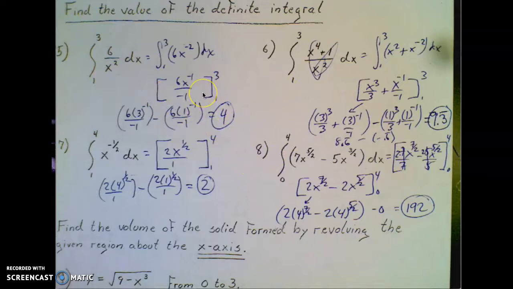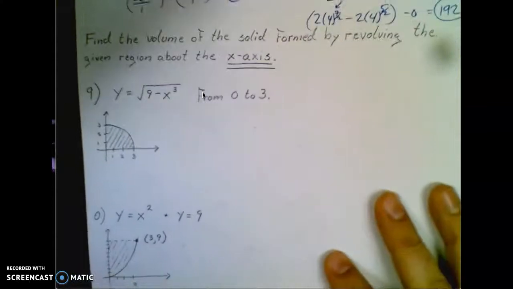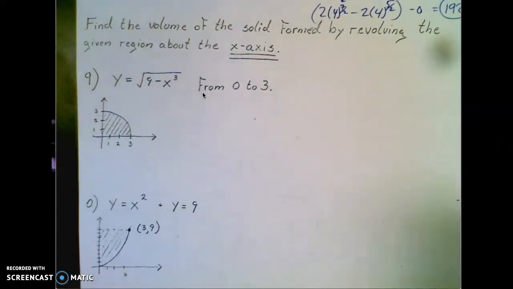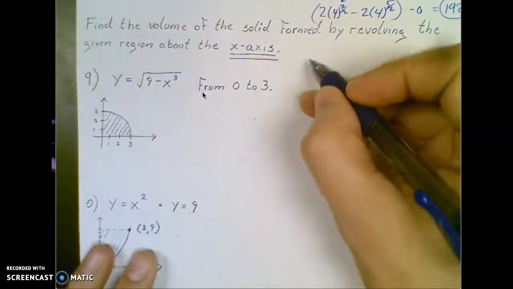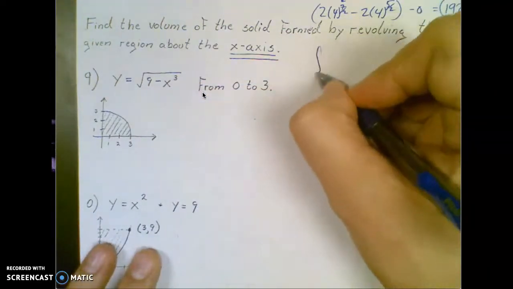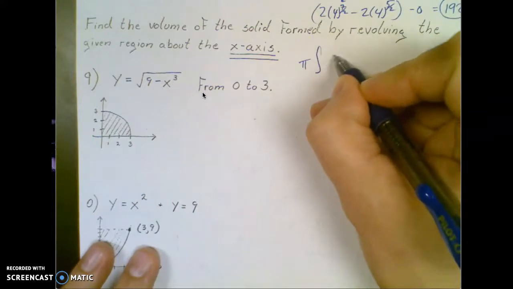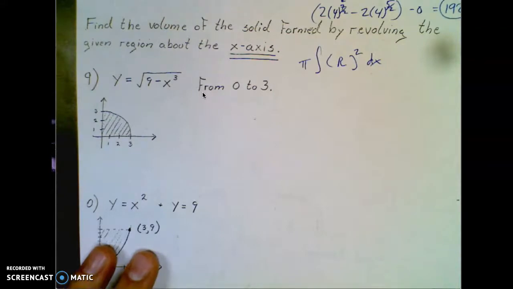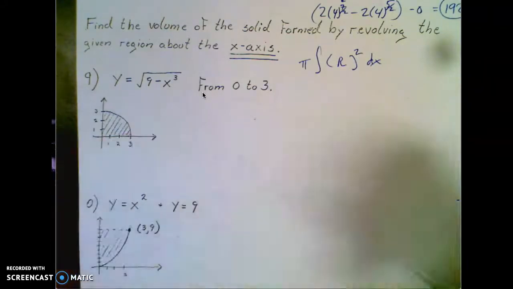This is more review of finding definite integrals. Now we get to the cool stuff from 6.2, which is spinning something around the x-axis. In this, you just got to remember, instead of a normal integral, it's going to be pi times the integral of your radius squared. Okay, pi r squared because you're adding up a bunch of disks.